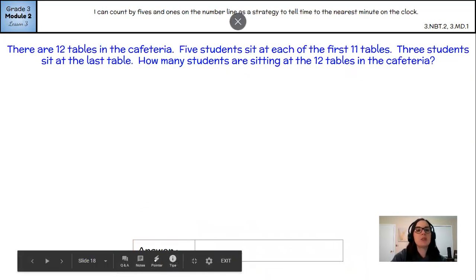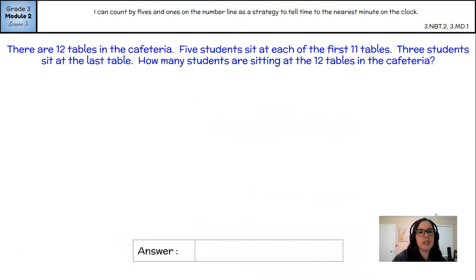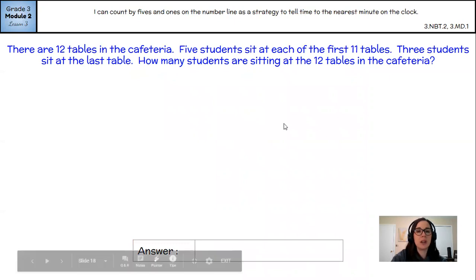All right, into our word problems. There are 12 tables in the cafeteria. 5 students sit at each of the first 11 tables. 3 students sit at the last table. How many students are sitting at the 12 tables in the cafeteria?